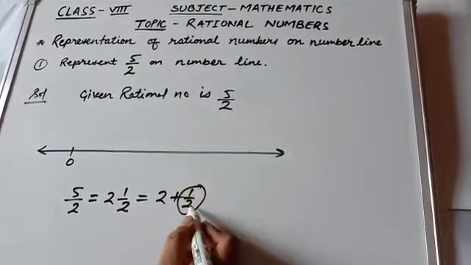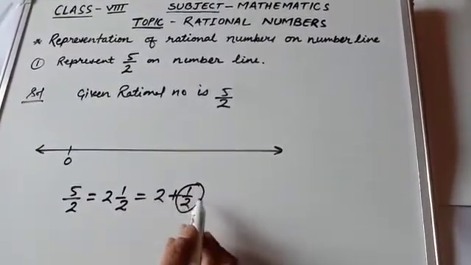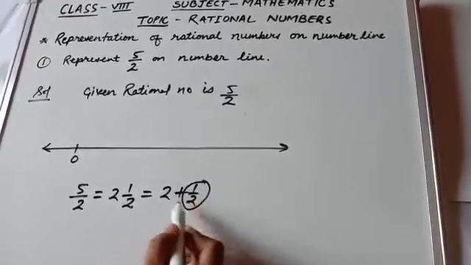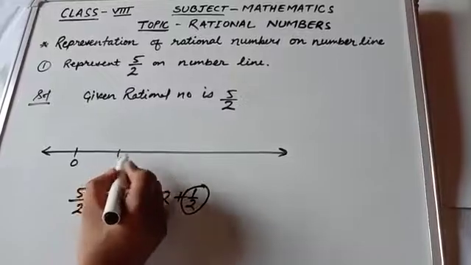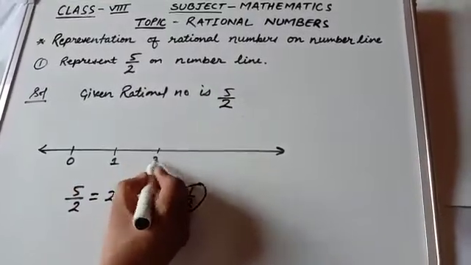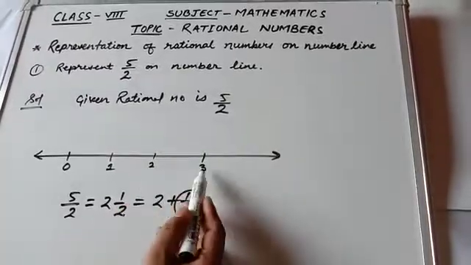1 by 2 is less than 1. That means this number lie between 2 and 3. Because this number is more than 2 but less than 3. So we will plot 1 here, then 2 and then 3. So 5 by 2 lies between 2 and 3.